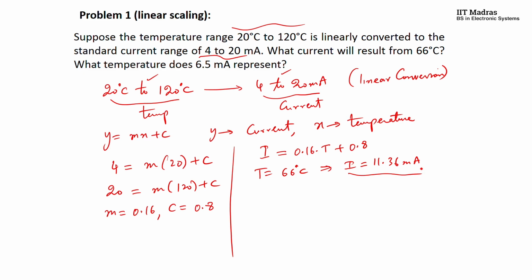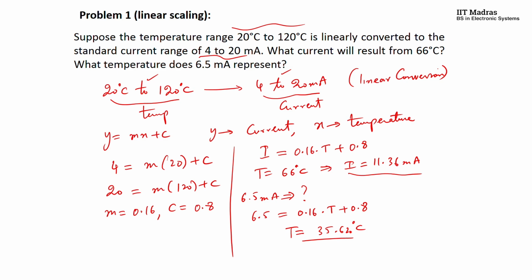The second thing is, what temperature does 6.5 milliamps represent? 6.5 milliamps is equivalent to what temperature? I'd use the same equation: 6.5 is equal to 0.16 into T plus 0.8. This is very simple to understand. You can find T as 35.62 degrees Celsius. This is the way to solve this problem.